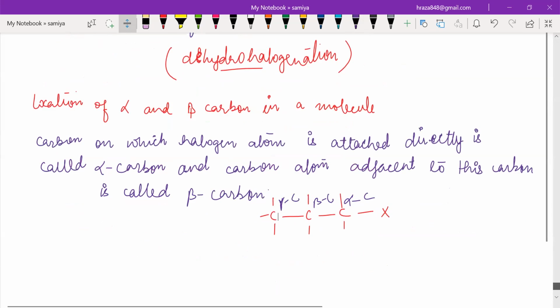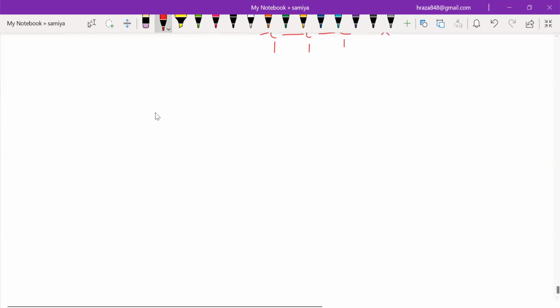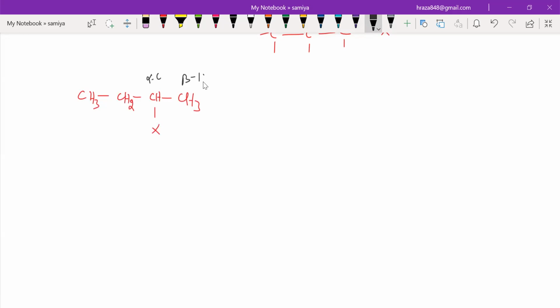Yes, sir. So always remember that whenever there is a possibility of more than one beta carbon, beta hydrogen will also be there. You can see this is CH3, this is hydrogen, this is two hydrogen, and this is three hydrogen. So this will be our alpha carbon, and these will be our beta hydrogens. And whenever there is more than one beta hydrogen, there will be a possibility of more than one compound.